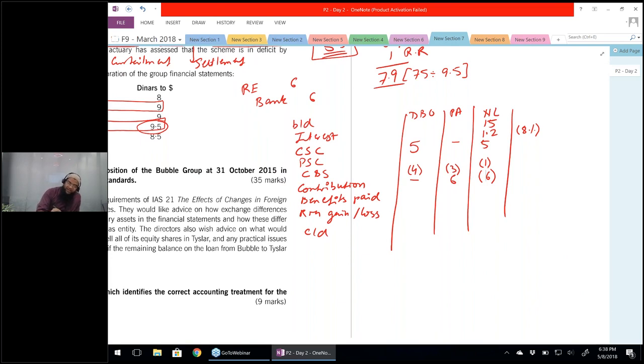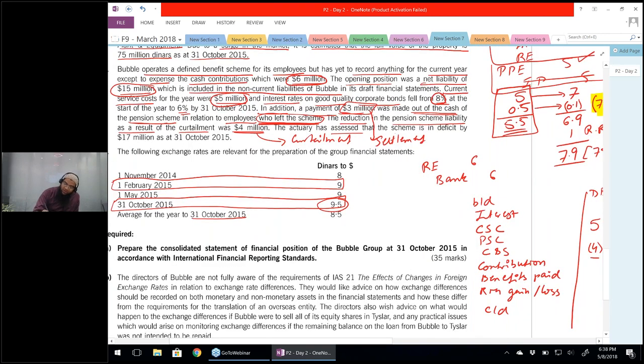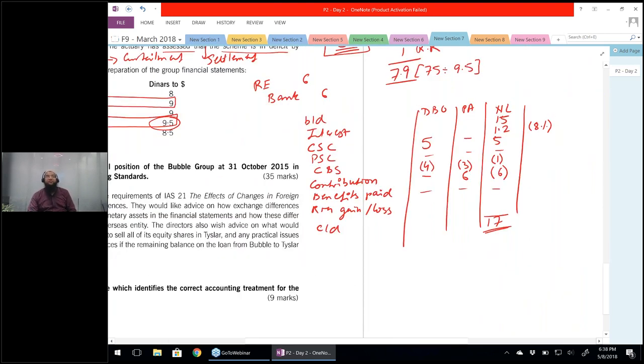Now the question further says that the actuary has assessed that the scheme is in deficit by 17 million at 31st October 2015. So this is the carried down balance of 17. The question has not given us the benefits paid, and there is no past service cost. So can you calculate the balancing figure as remeasurement gain or loss?